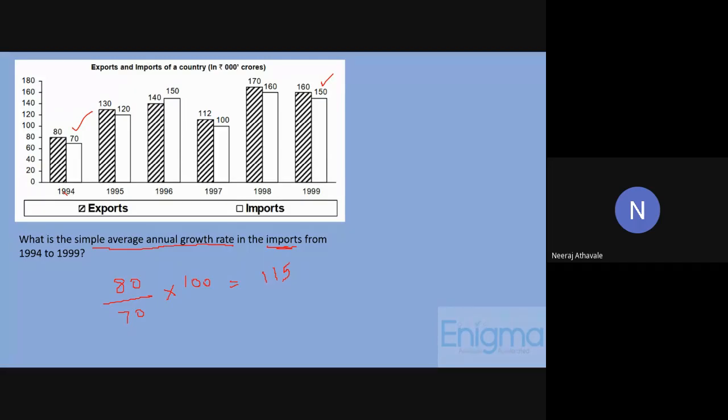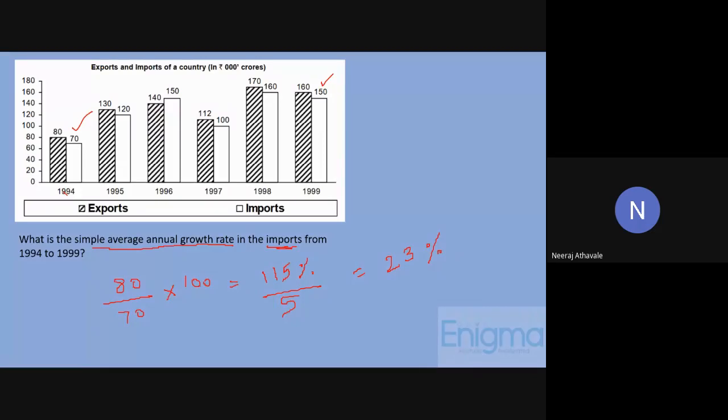Now why are we approximating it to 115? Because from 94 to 99, the gap is of 5 years. So 115 percent is the total increase, and the number of years is 5. So 115 upon 5, you get the answer as 23%. The simple average annual growth rate would be 23%.